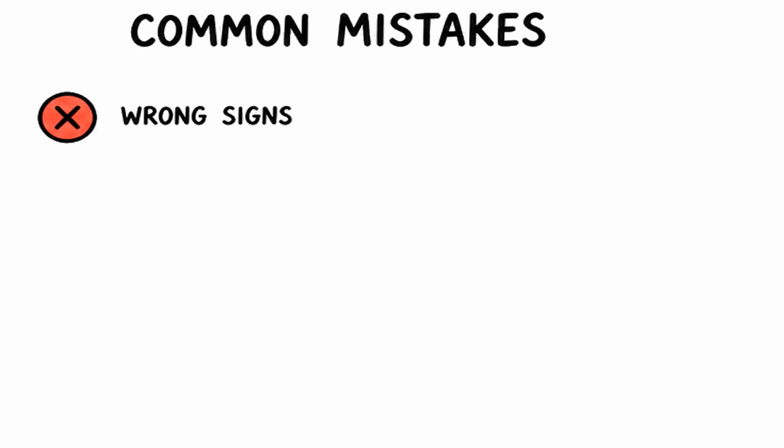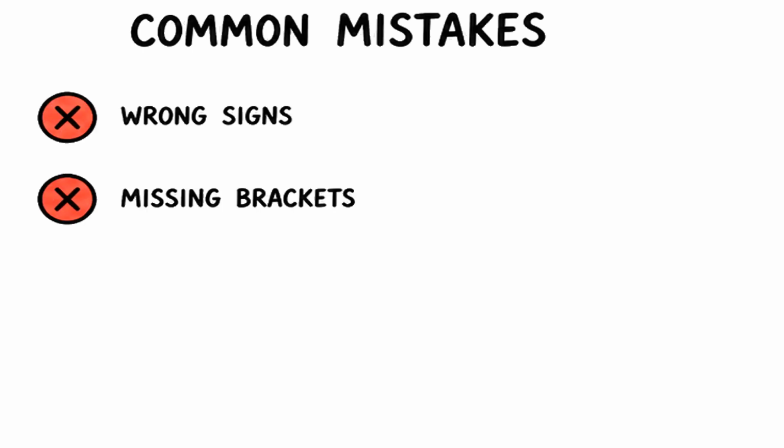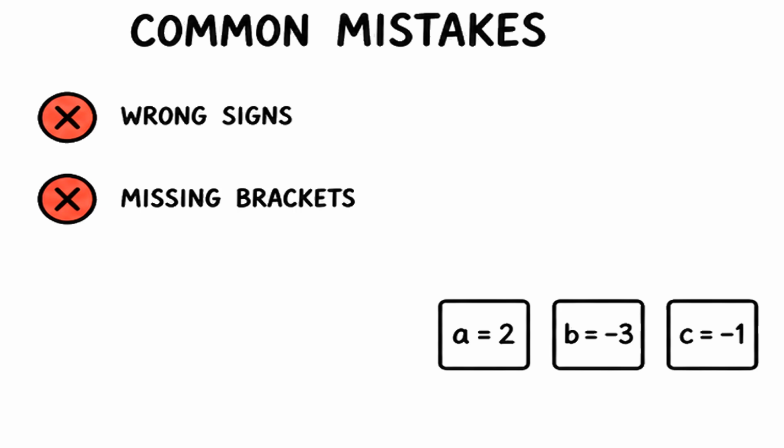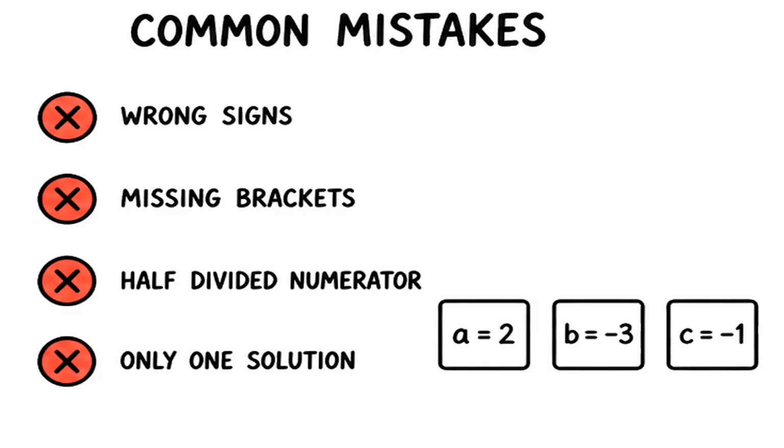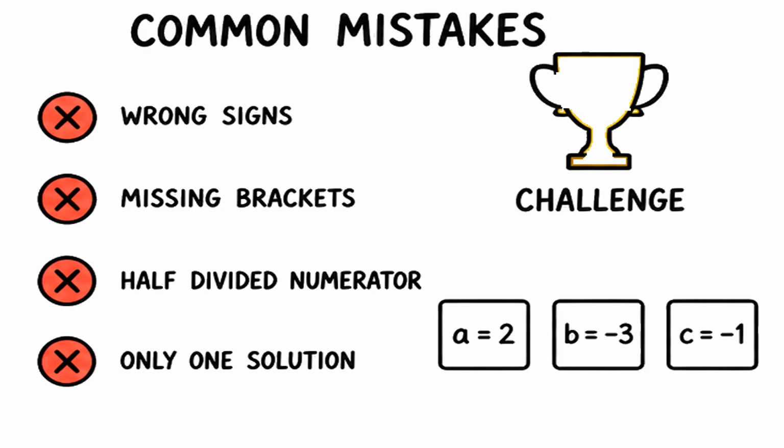Watch out for common mistakes: incorrect signs for a, b, or c, forgetting brackets around negative values, dividing only part of the numerator by 2a, and giving only one solution. Now try the challenge. Solve 2x squared minus 3x minus 1 equals 0.